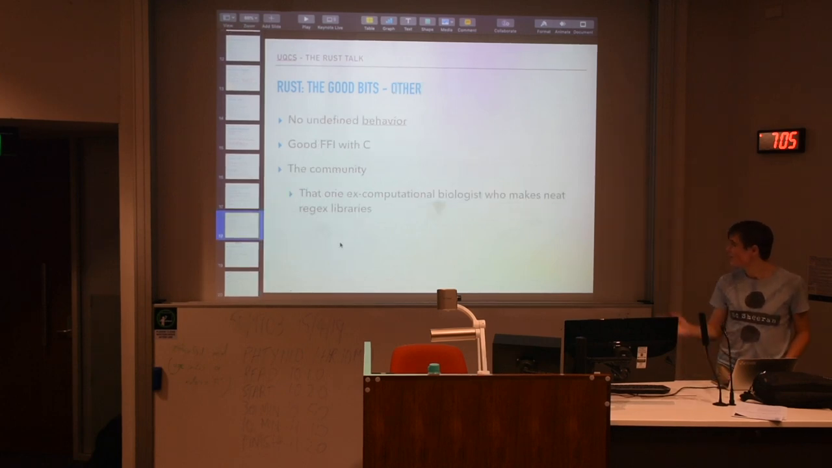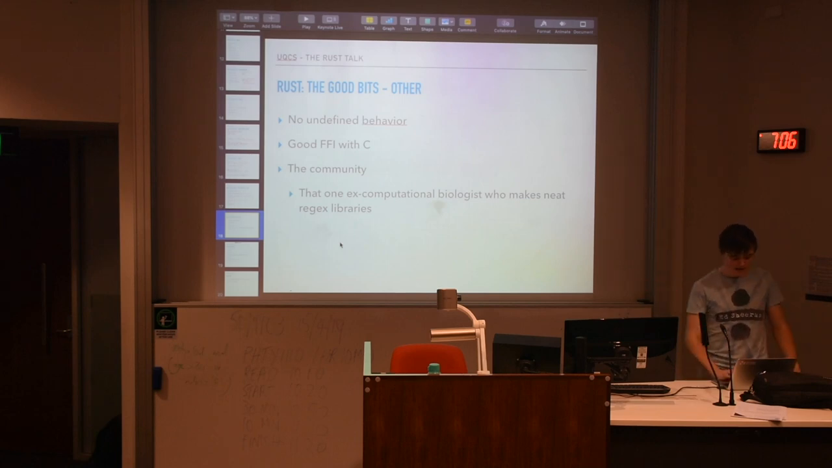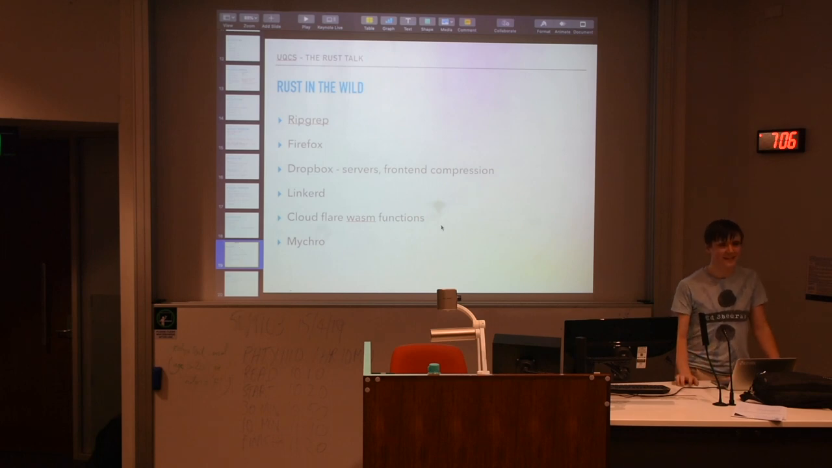Other good bits, no undefined behavior. Rust code can segfault if you have a stack overflow or other things, but it will always segfault deterministically. There's never any memory corruption. It's all defined, good FFI, community's great, running short on time.